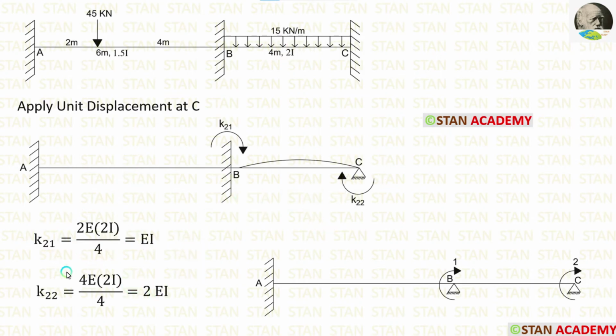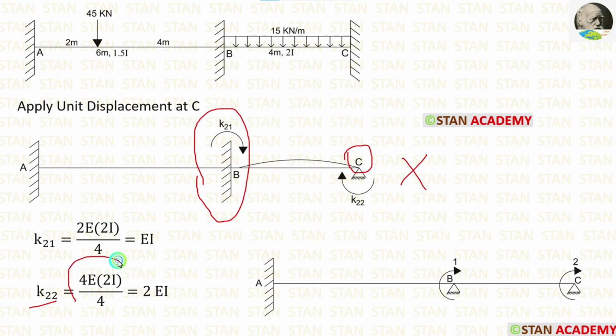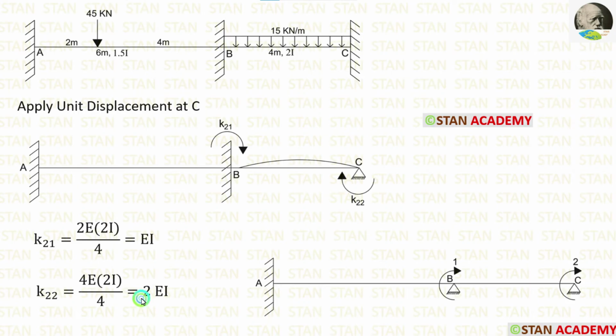Now, let us calculate K22. For that, from the point C, we have to look on both the sides. On the right side, there is nothing. On the left side, we are having a fixed support. If the far end is fixed, the formula is 4EI upon L. Here, the moment of inertia is 2I and length is 4 meter. After the calculation, we are getting 2EI.